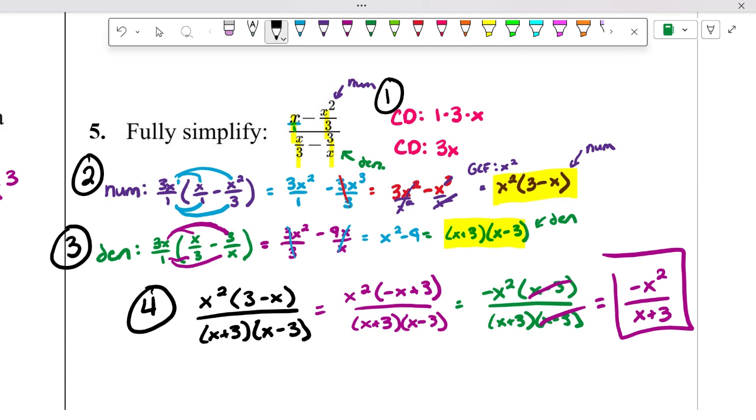Then you would factor this. That makes sense? 4x, and backwards. So GCF. Okay. Make a little bit more sense?